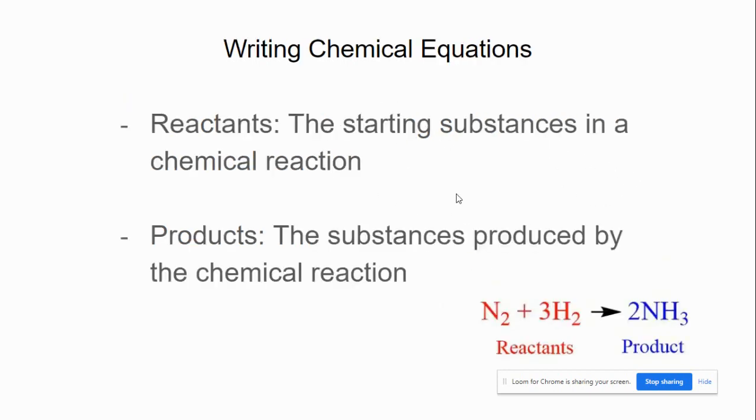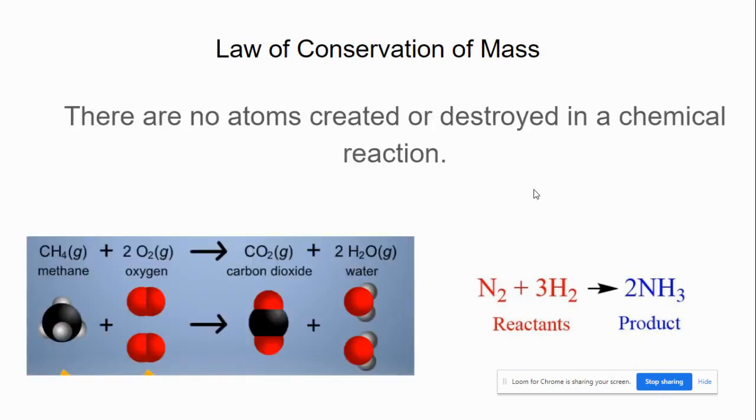So just some notes on writing chemical equations. We'll get better at this as we go. But we've got two different things we've got to keep track of. We've got our reactants, which are the starting substances in a chemical reaction, on the left-hand side of the arrow. And then we've got our products, the things that are made by our chemical reaction. Those are over on the right-hand side of the arrow, our 2NH3. That would be the things that we are making in here. And so you're going to want to remember that, reactants and products here.